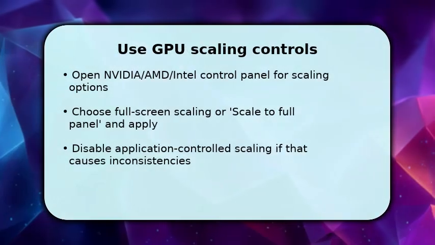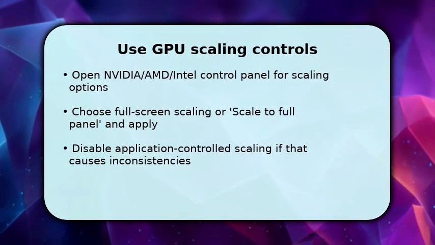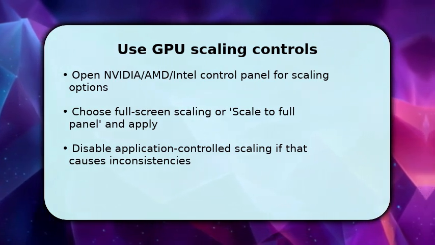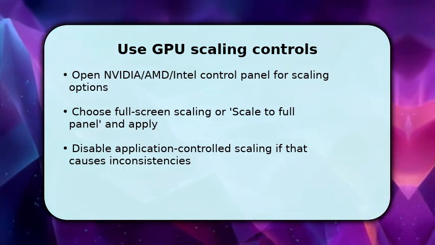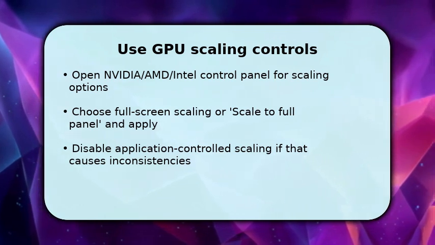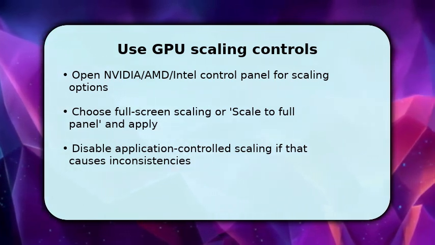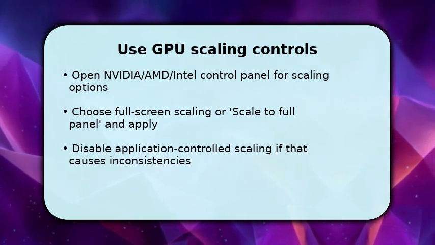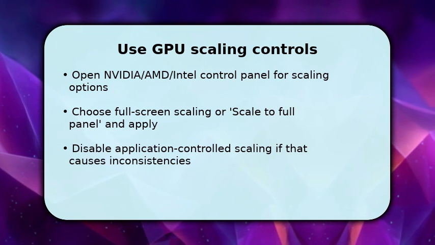Once done with OS settings, you open your graphics control panel to force full screen scaling at the display level. For NVIDIA, go to Display, adjust desktop size and position, and select full screen. For AMD, use scaling mode full panel. For Intel, use display scaling to full screen. Apply the change and test a full screen app or video.